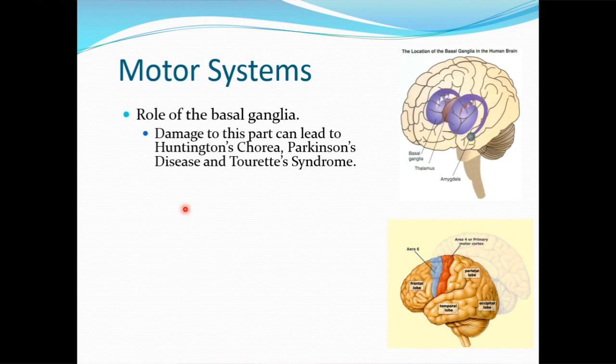When we think about the motor system, we've got to think about the basal ganglia. This is a picture of the basal ganglia. There's one on the left, one on the right. This pinkish part here is the thalamus. Now, damage to the basal ganglia can lead to problems like Huntington's chorea, Parkinson's disease, and Tourette's syndrome, which are all motor control problems.